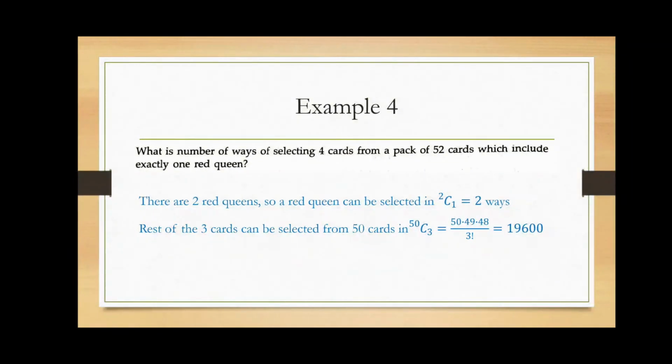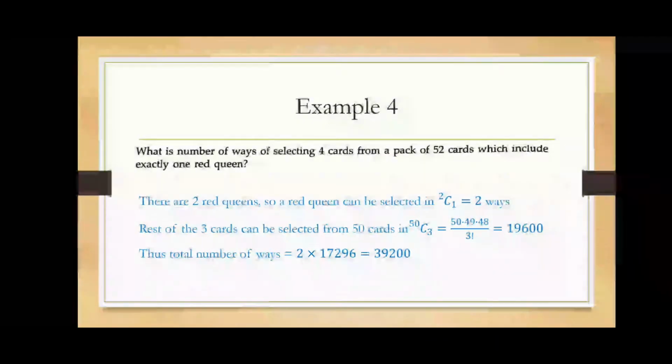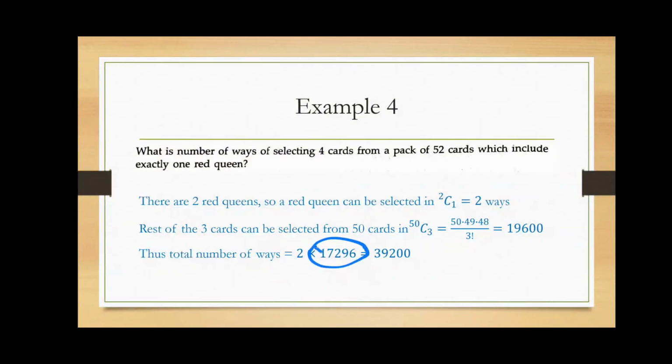So in total, how many ways can we select all these 4 cards? That is 2 into 1. I am sorry, I forgot to change this number. I always make some mistakes or the other. So this is 19600. Please get that right. So that is 39200. Right?